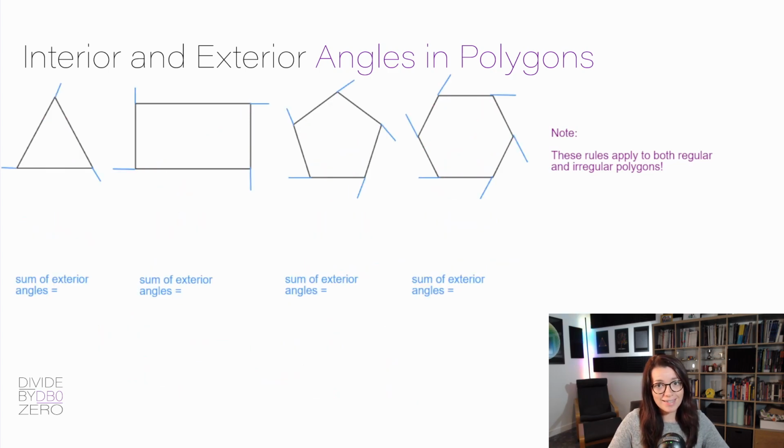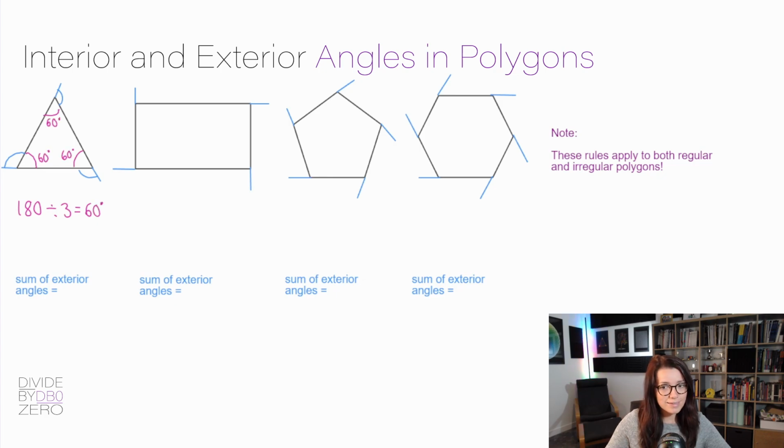Now let's take a look at the exterior angles. These are the ones that are on the outside of the shape. Now we can work these out if we know the interior angles. For a triangle, the interior angles added up to 180. So let's say this was a regular triangle and we wanted to know what each individual one was. We could do 180 divided by 3 to get 60 degrees. So each one of these is 60.